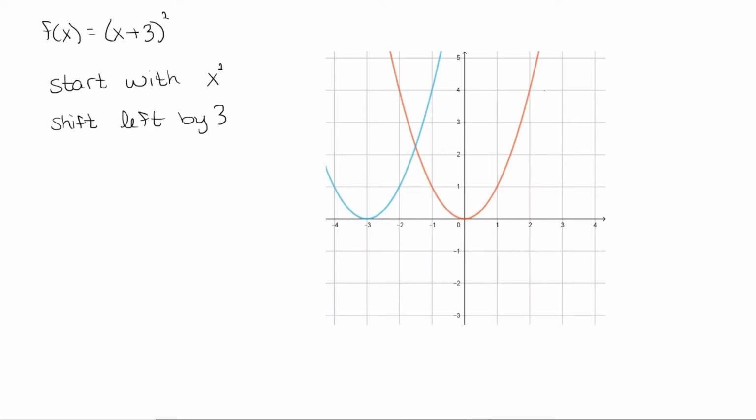Here, my orange graph is the graph of x squared, and then we shift everything to the left by 3 units. Each point shifts to the left by 3 units to get my new blue graph, which is the graph of x plus 3 squared.